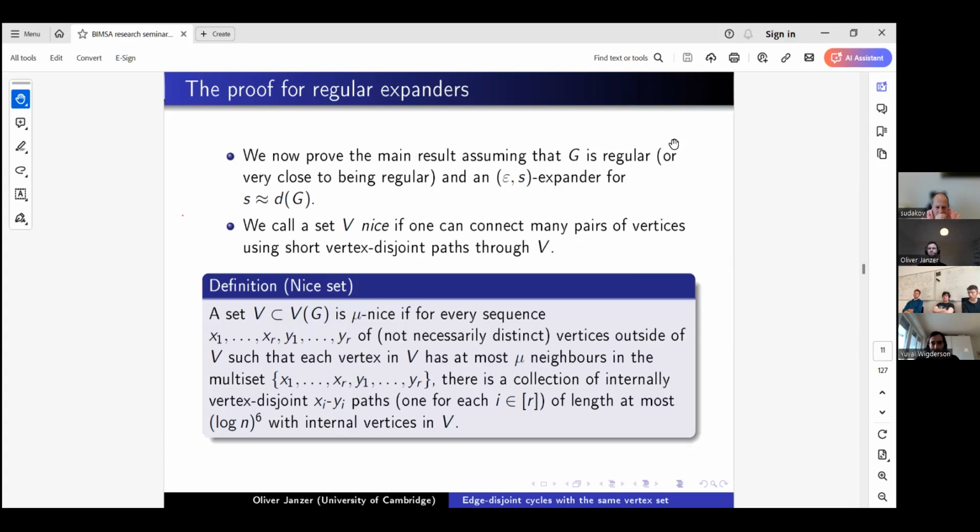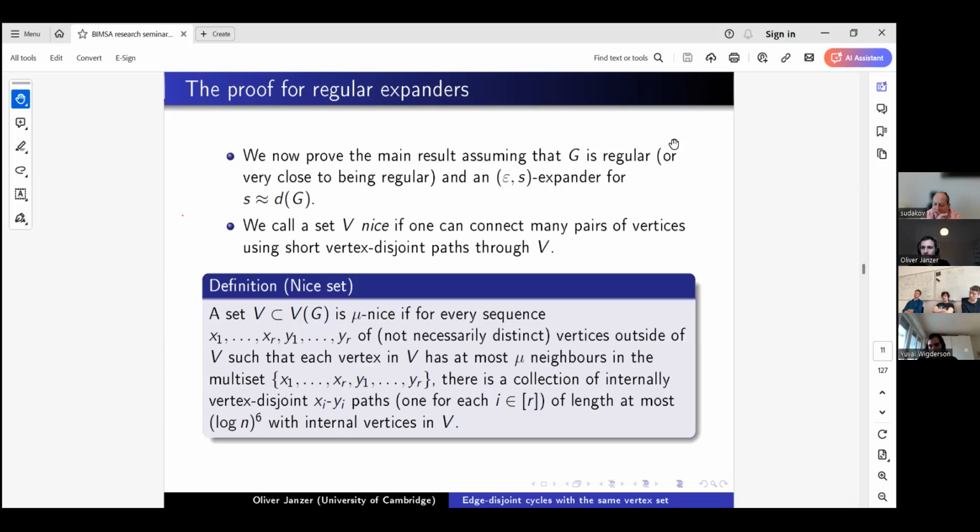And the way we will use it is, we'll find some structure in a graph, which is maybe not a cycle, not quite a cycle, but it's a cycle with a few edges missing in it. And then the missing edges correspond to pairs that you want to connect, and you will connect those pairs through this nice set V using short paths. And use nice sets.